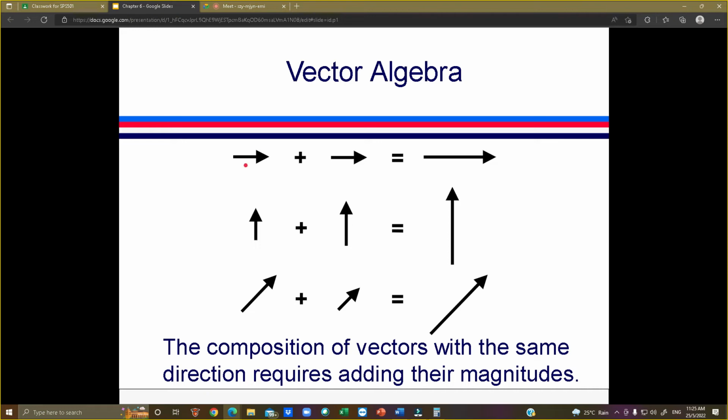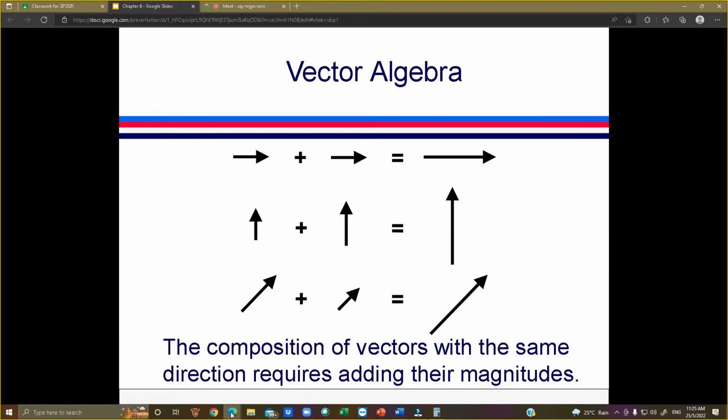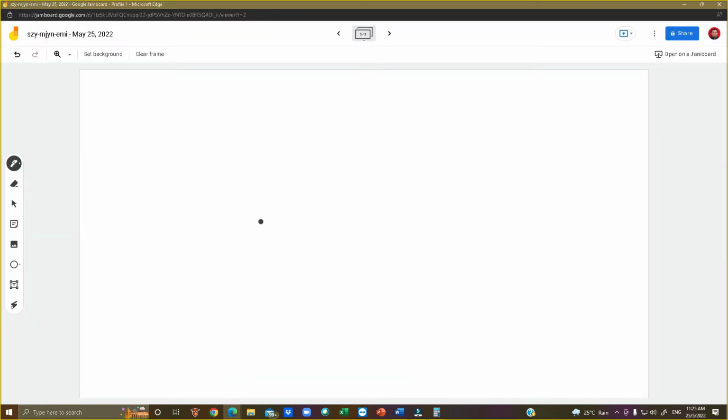Buka mic dulu, tunggu kejap baru cakap. Kalau kamu cakap terus, dia hilang separuh. Did you ever come across vector algebra? Sepi dah. Okay, sepi, menyepi. Alright, tak apa, saya ulang sikit.